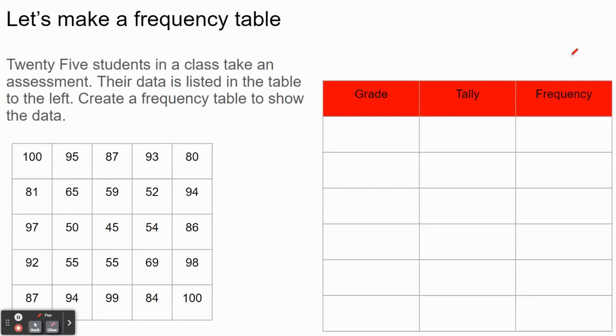So let's do our first example. We're going to make a frequency table. Before we get too far into it, make sure you copy down this thing over here. This is going to be your frequency table. Anyway, we have 25 students in a class who take an assessment. Their data is listed to the left, right here. We are going to make a frequency table to show this data.